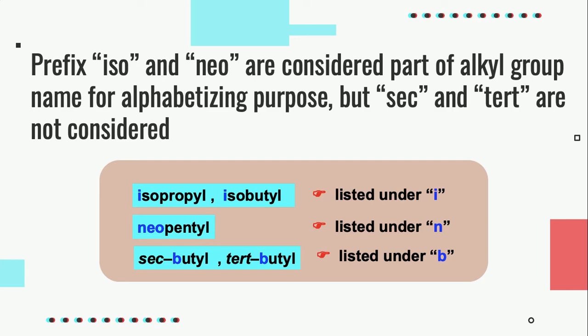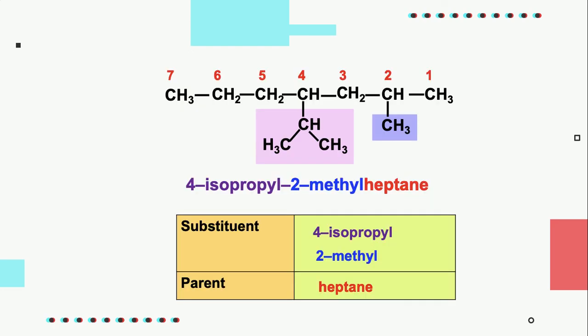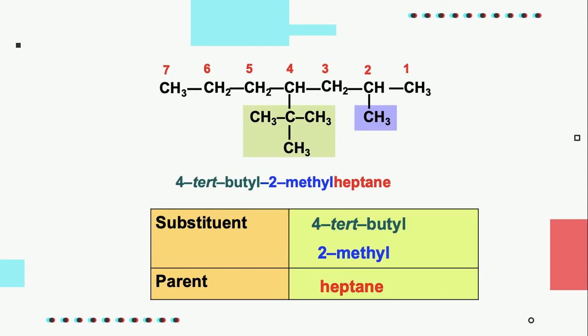Prefixes iso and neo are considered part of the alkyl group name for alphabetizing purposes, but sec and tert are not considered. For isopropyl 2-methylheptane, I before M. For tert-butyl 2-methylheptane, ignore T, so B before M. Notice that you have to put a hyphen between tert and butyl even though they are words.